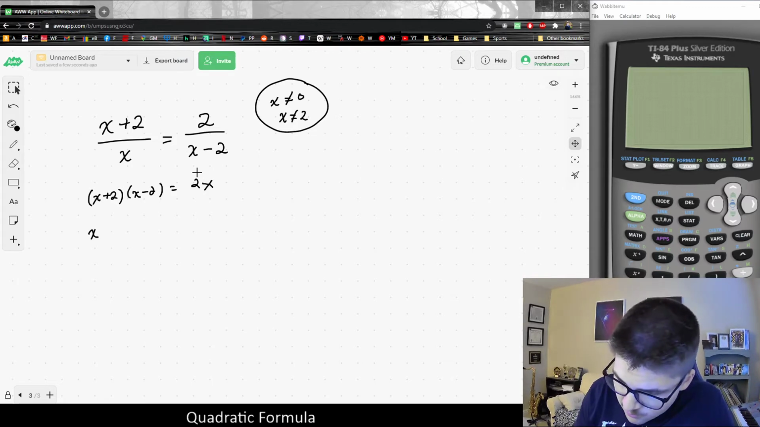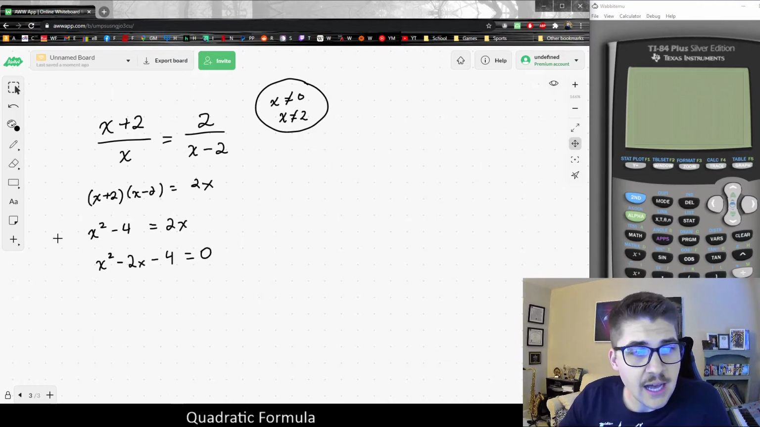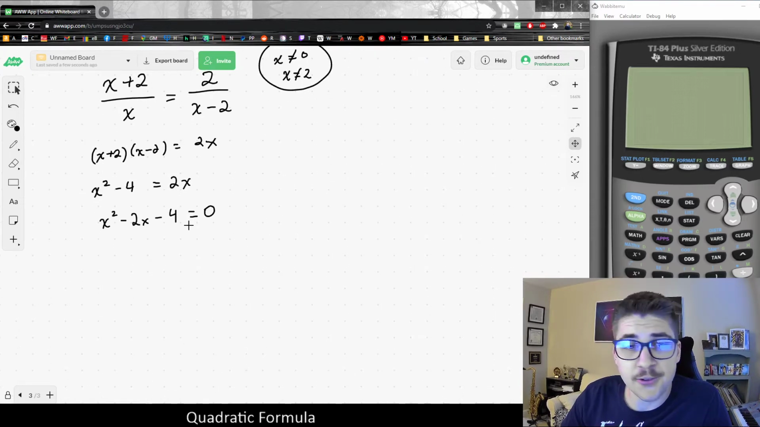So I would have x squared minus 4 equal to 2x. And then if I subtract the 2x to the other side, of course, writing it in the proper order of polynomials is helpful, because putting it in ABC form will help me with the quadratic formula. And now I'm at the point where I have a quadratic. And notice also this one is not factorable. So the quadratic formula is really the only way to progress further in those cases when you can't factor.